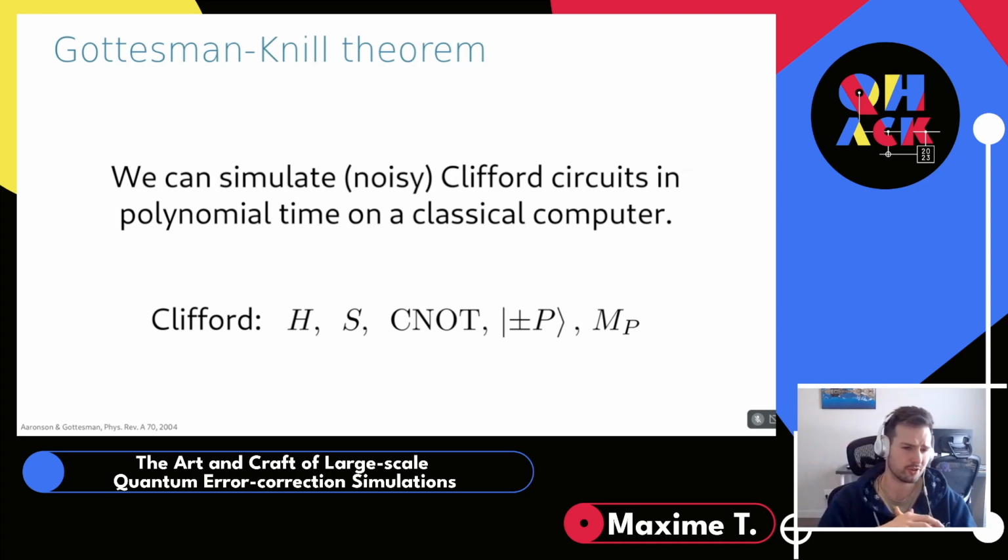And Clifford circuits are made of a few basic building blocks: the well-known Hadamard gate, the S gate or phase gate, the CNOT gate, and also the preparation of Pauli basis states, so the 0 state, the 1 state, the plus state, and the minus state. And finally, measurement in the Pauli basis, so measurement in the Z, Y, or X basis. Any circuit that can be constructed from these building blocks is also a Clifford circuit.